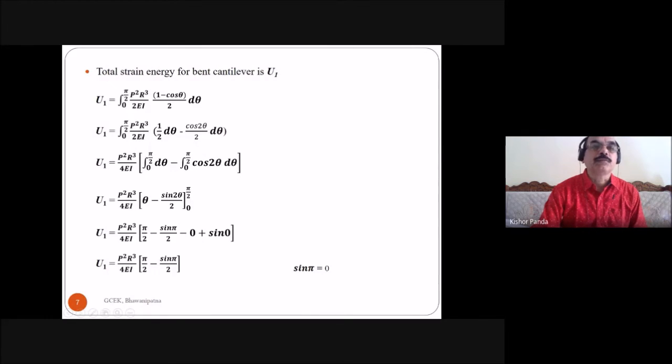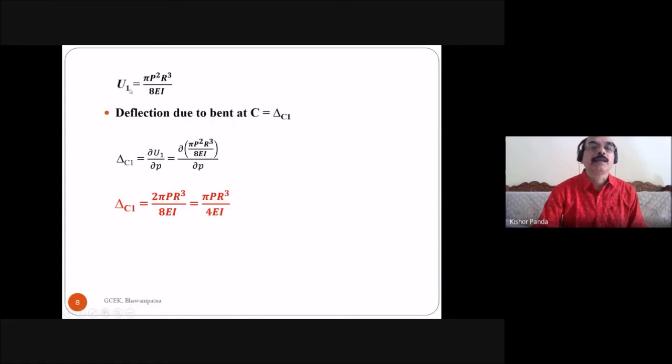Then after simplifying this, you will get U1 is equal to integral 0 to pi by 2 of P square R cube by 2EI, half into d theta minus cos 2 theta by 2 into d theta. Then after simplification, finally you will get U1 is equal to P square R cube by 4EI, pi by 2 minus sin pi by 2, but this is 0. So here the strain energy for the bent portion BC is equal to pi P square R cube by 8EI. This is the strain energy of the bent portion.